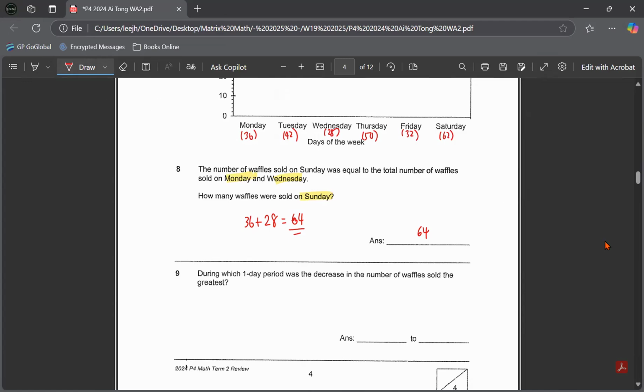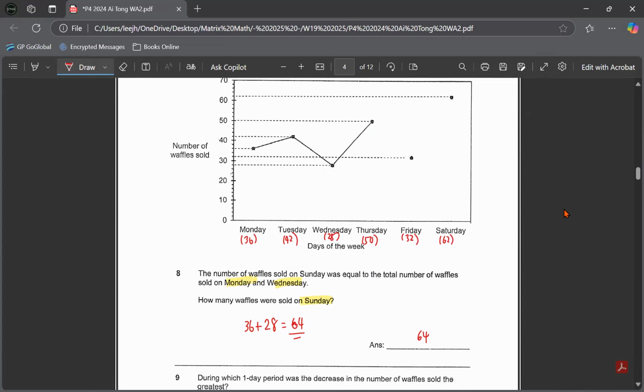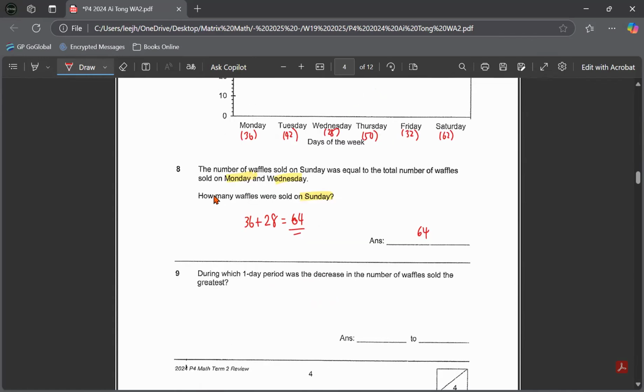Actually, we have to go back to the graph. There are two decreases. Where's the decrease? The first decrease is here, from Tuesday to Wednesday. And the other decrease, if you never saw it, is actually here. It goes down, from Thursday to Friday. So we're going to look at the difference between Tuesday and Wednesday and also Thursday and Friday, to see which decrease is the greatest. So we are going to work it out, let's look at Tuesday to Wednesday.